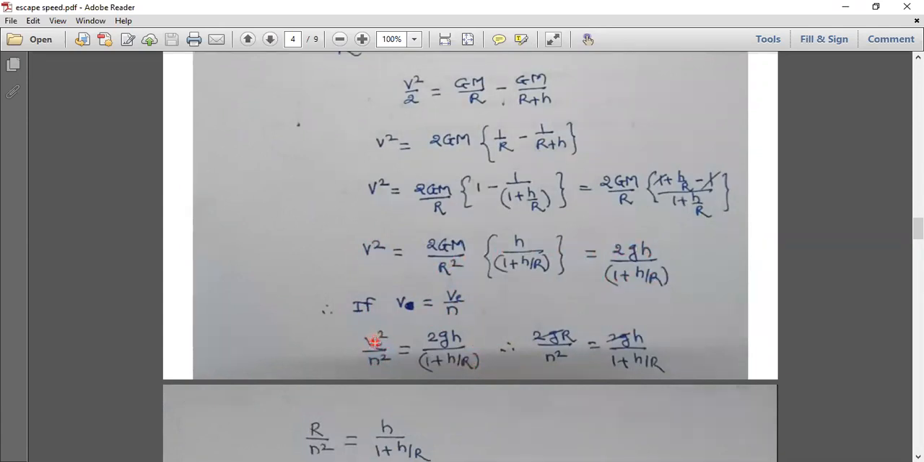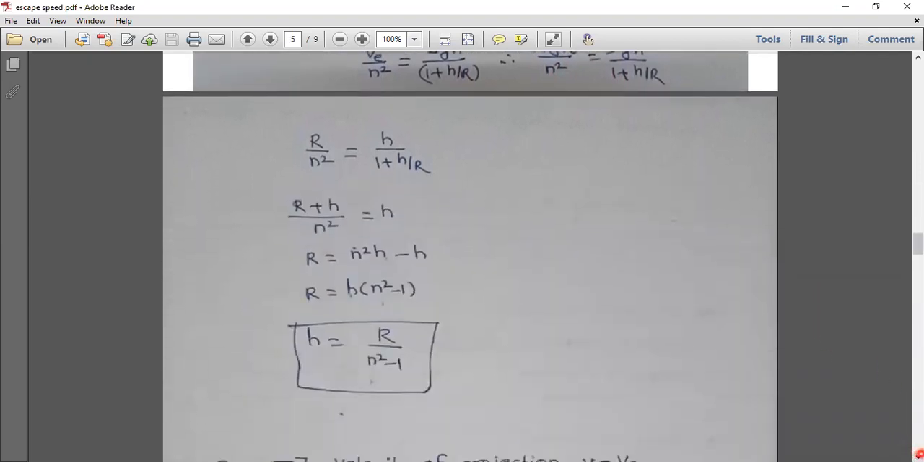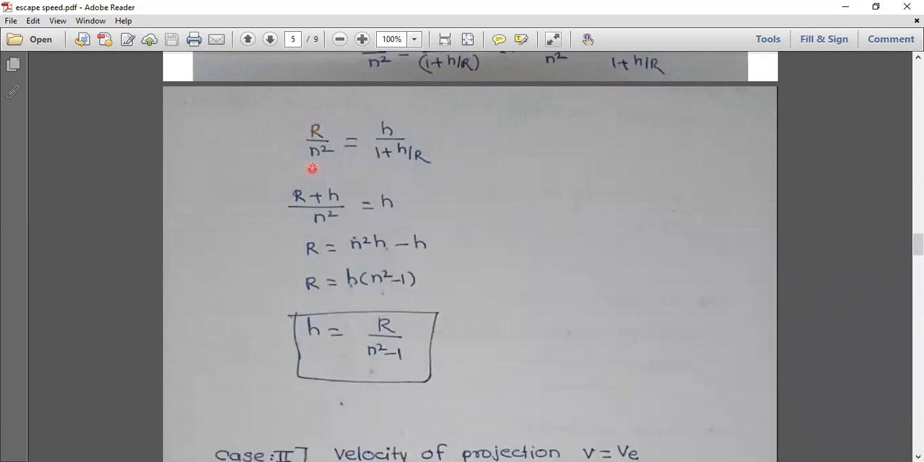But v_e is equal to, you know, root 2gR. So v_e square is what? 2gR. 2gR by n square is equal to 2gh by 1 plus h by R. So 2g cancels, R by n square is equal to h by 1 plus h by R. You can see here, next step. So R by n square is equal to h by 1 plus h by R, and therefore I am just doing cross multiplication. R into 1 is R, plus R into h by R is h, because R and this R will get cancelled. If you do cross multiplication, you will understand.